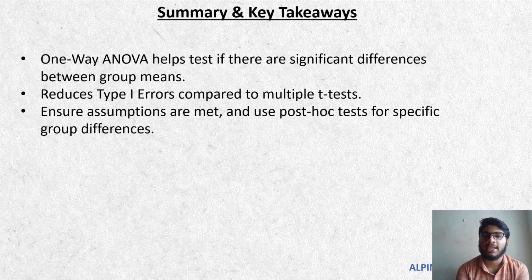Next, summary and key takeaways. One-way ANOVA helps test if there are significant differences between group means, reduces type 1 errors compared to multiple t-tests, ensure assumptions are met, and use post-hoc tests for specific group differences.